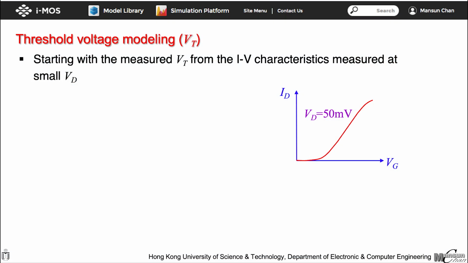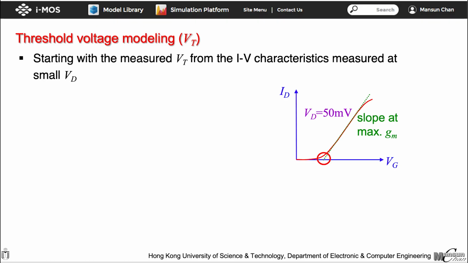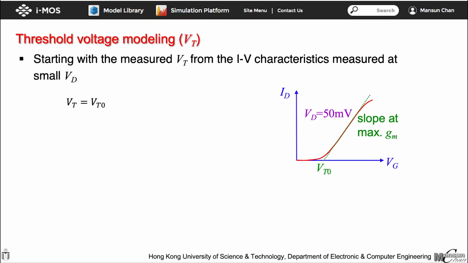To start the process, we measure the drain current of a typical MOSFET as a function of gate voltage at a very small drain voltage, around 50 mV. Next, we identify the maximum slope of the graph, which corresponds to the maximum transistor conductance, Gm. We extend this slope until it intersects the VG axis, giving us the measured threshold voltage, which we call VT0. This is the initial threshold voltage we obtained.